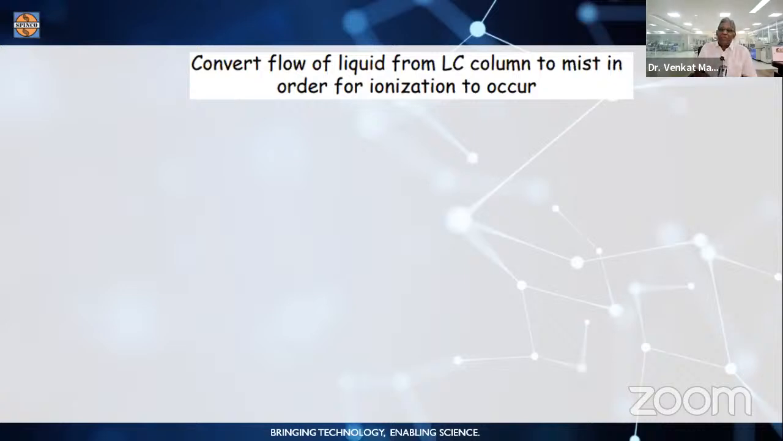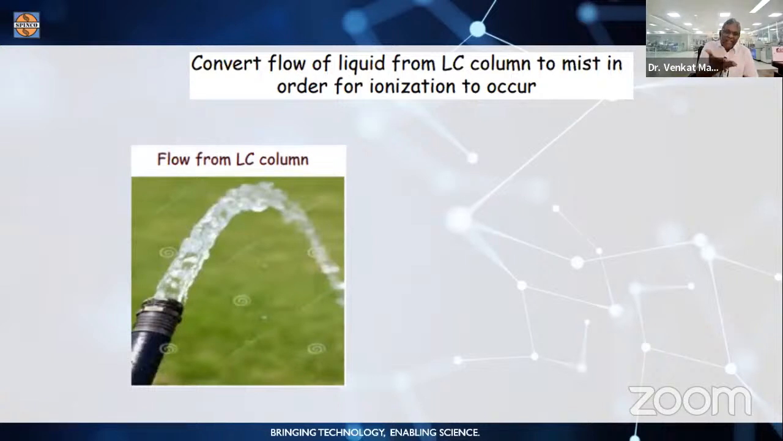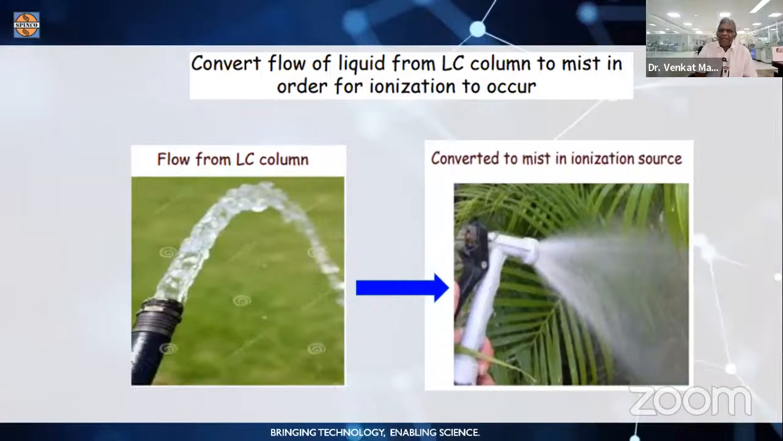I will show an example. Very simple. This is your LC. Every day our gardener does this. He takes a hose. You can see the water is flowing. How to convert this into the form of a mist? Very simple. Just put a hand there. You produce a mist. This is exactly what is happening in the mass spectrometer.